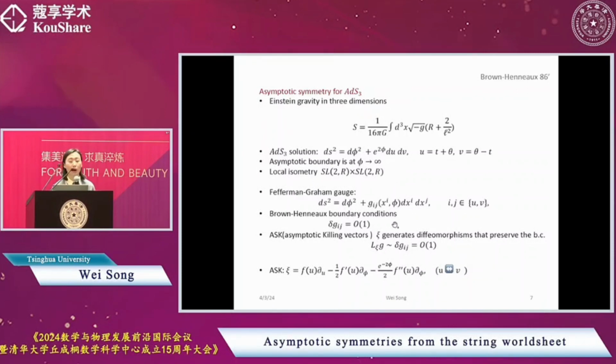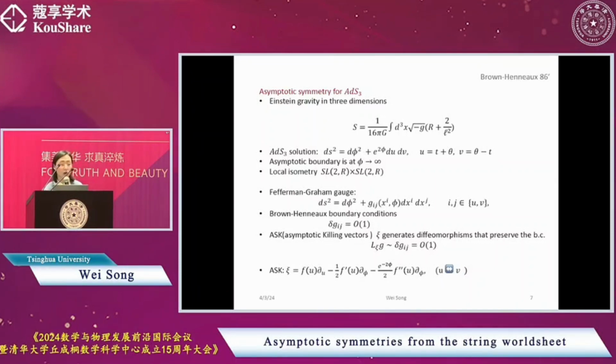And this is the Brown-Henneaux boundary conditions. That is to say, the class of solutions that differ from this particular one I gave by at most an order one correction, or metrics that have this behavior, are allowed in the solution space of Einstein gravity under this Brown-Henneaux boundary condition.